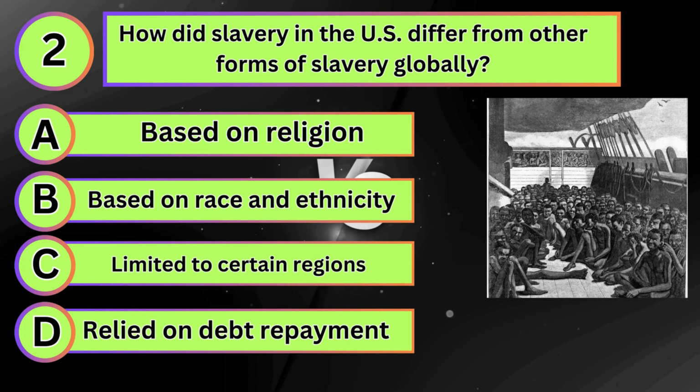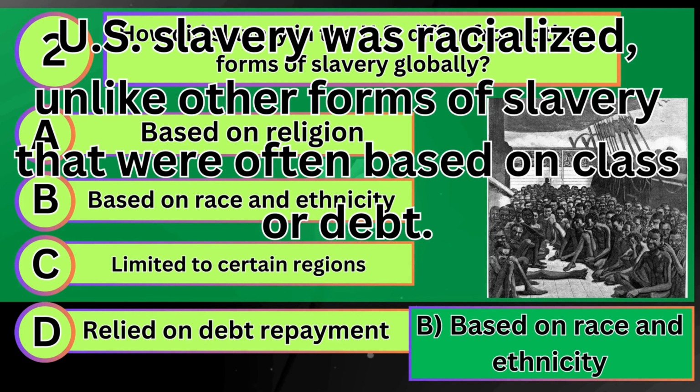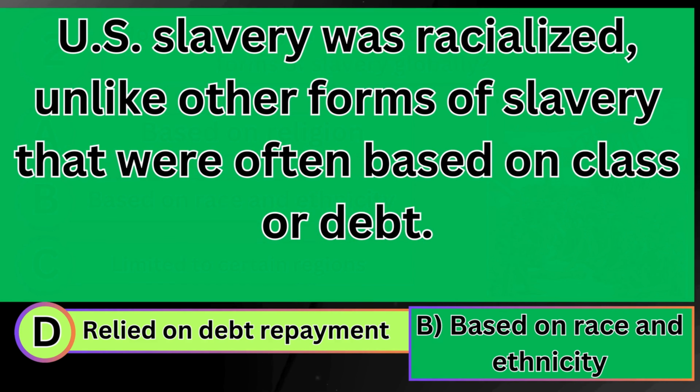How did slavery in the U.S. differ from other forms of slavery globally? B. Based on race and ethnicity. U.S. slavery was racialized, unlike other forms of slavery that were often based on class or debt.